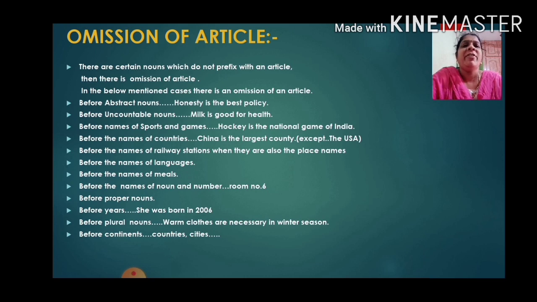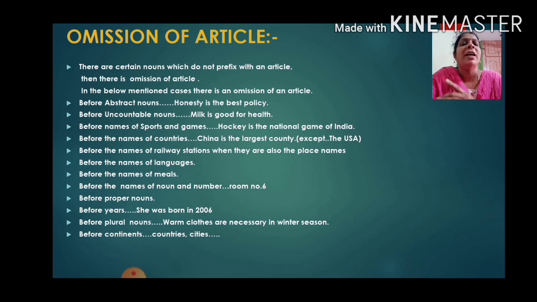Next, let's see where we omit an article. Before the names of countries like China. China is the largest country. Before the names of countries like China or India or Australia, whatever it is, we don't use the definite article. Any article we don't use. And now there is an exception here. Except the USA. Before USA we use the definite article the. The USA or the USSR or the UAE we use.